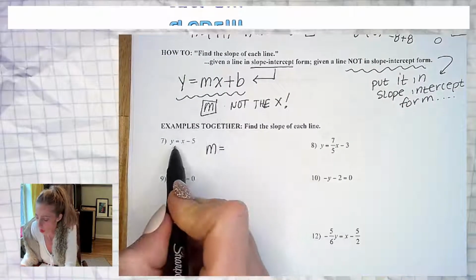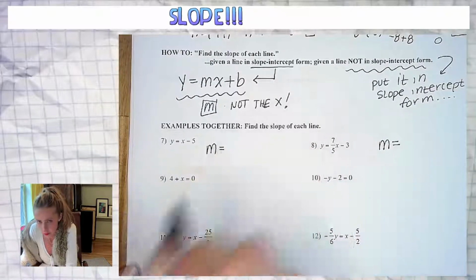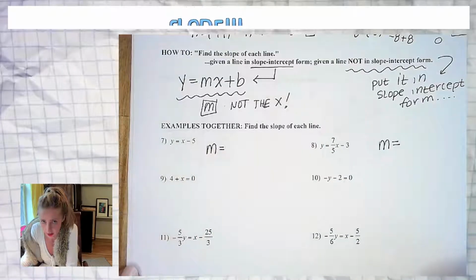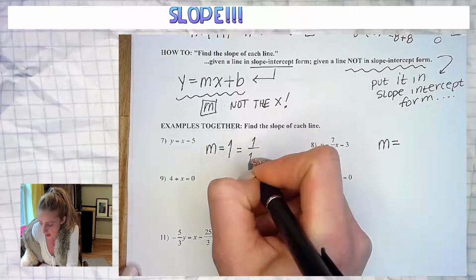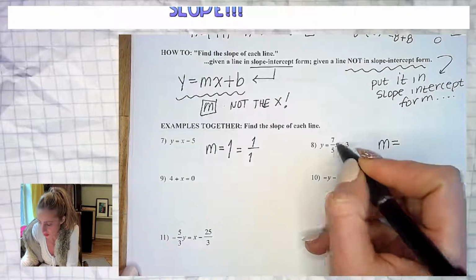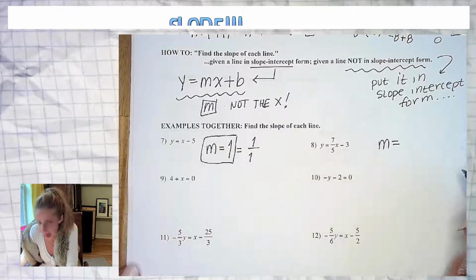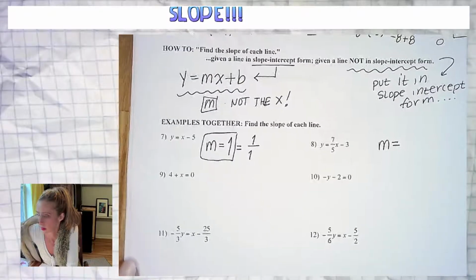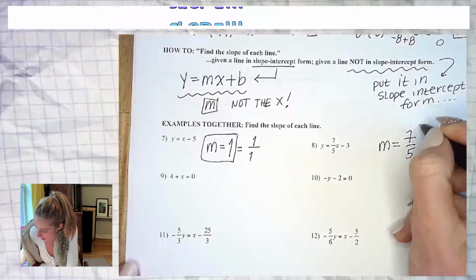What is the slope of this one? Y equals x minus 5. What number's in front of that x? Anyone? No one. It's a 1, guys. Or a 1 over 1, okay? What's the slope of this one? What about number 8? What is the slope of number 8? What number's in front of the x, guys? 7 over 5. Thank you. You're the best. 7 over 5.